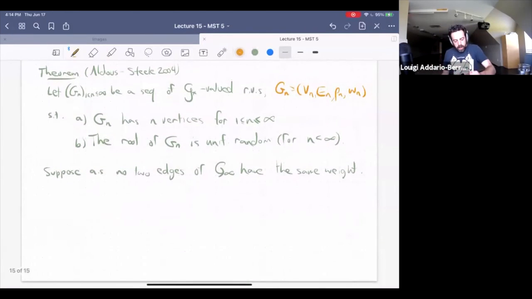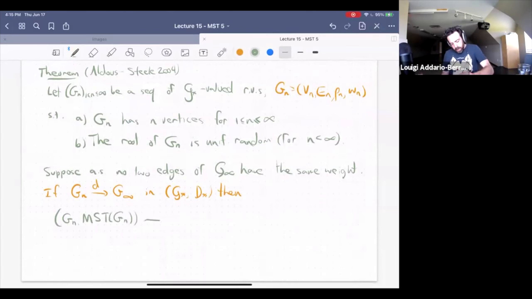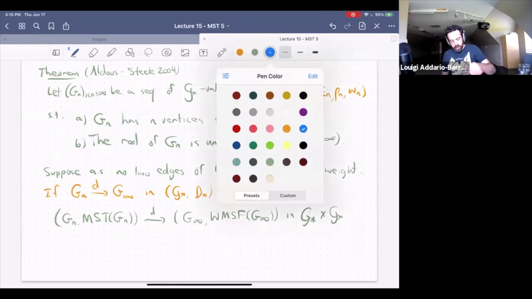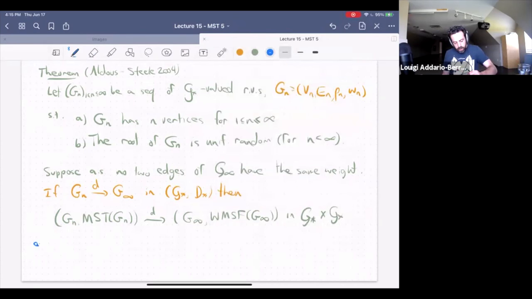Okay. Then under those conditions, if Gn converges in distribution to G infinity in the space that we're considering, G star, D star, so in the local weak sense, then also if we look at the pair Gn with its minimum spanning tree, that converges in distribution to G infinity with its wired minimum spanning forest, in the product space, G star times G star.